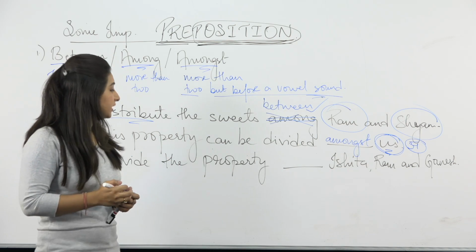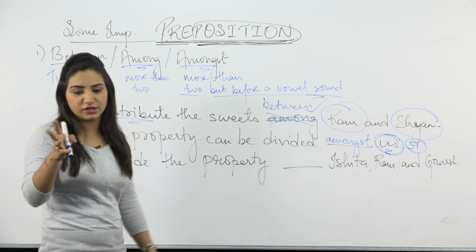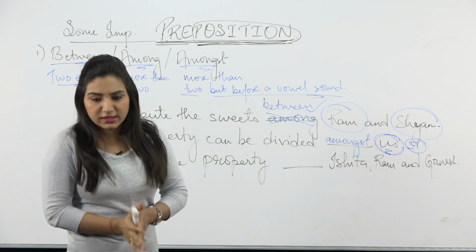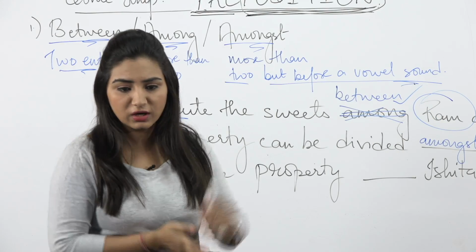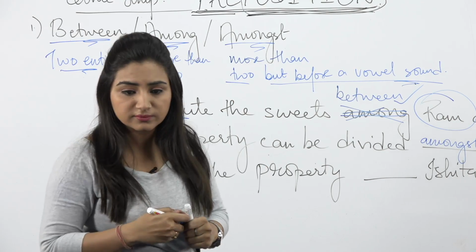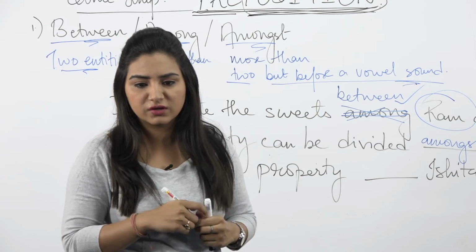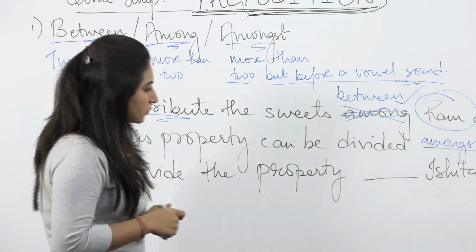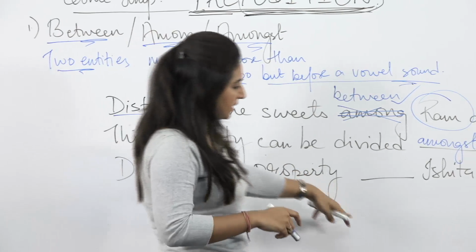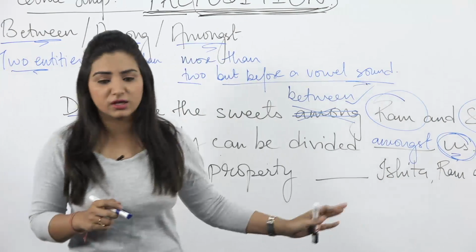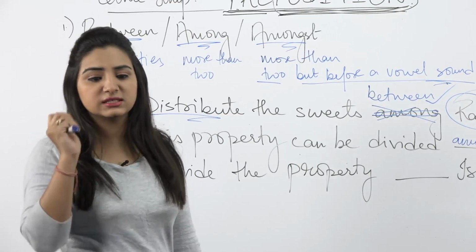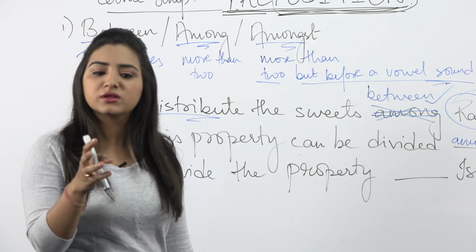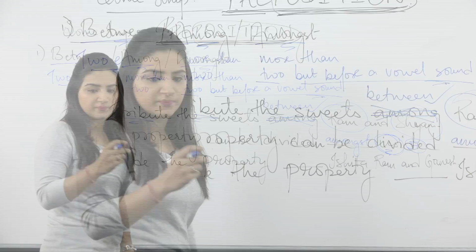Divide the property dash Ishita, Ram and Ganesh. Now I can see Karthik has answered among, Rajat answered among. For the last one, should I write among? Between, amongst and between in the third. Okay, divide the property between Ishita, Ram and Ganesh. No, we cannot write between here. Tasin has answered amongst. Ravindra, you have also answered amongst.